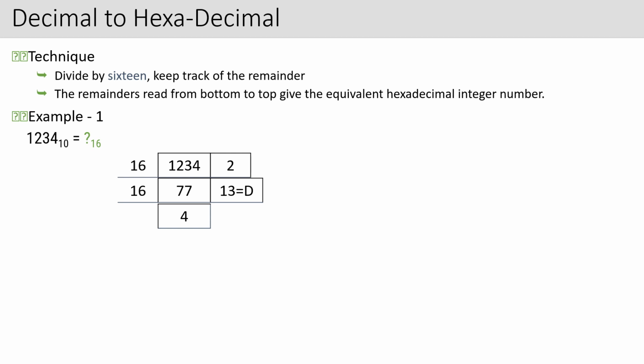Then after that, you again divide 4 by 16, but it's smaller, so 16 zeros are 0. What is the remainder? The remainder is 4. Here you have to stop. So what are the remainders? It is 4D2. No doubt it is 13, but 13 is not a hexadecimal digit. How can we represent 13 in hexadecimal form? It is represented by the alphabet D. So it will be 4D2.